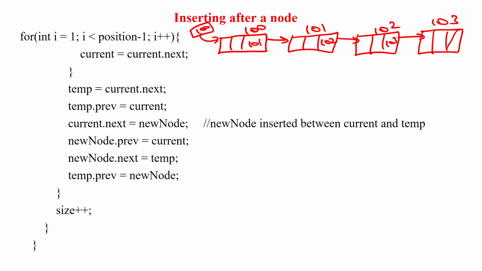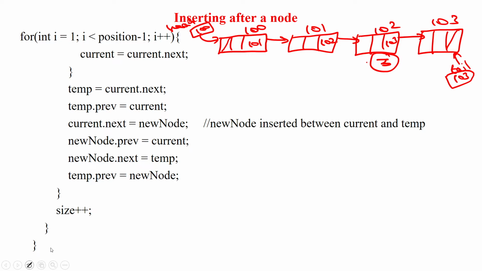So here this is null, so tail is pointing to 103. Then head is pointing to 100. So now the head dot previous is also null. So I want to insert at position number 3.